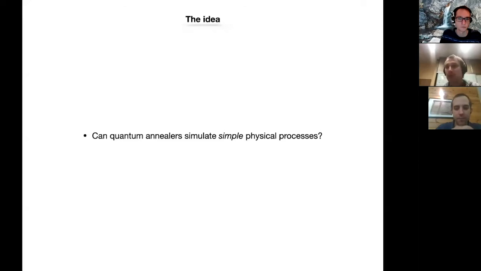So you can ask, what's the simplest possible process you can imagine? I would argue it's oscillation, because oscillations are everywhere. So the simplest question we can ask is, can we retrieve oscillation from a quantum computer? Can we suggest a Hamiltonian that generates oscillation, and then ask a quantum computer to simulate it, right?